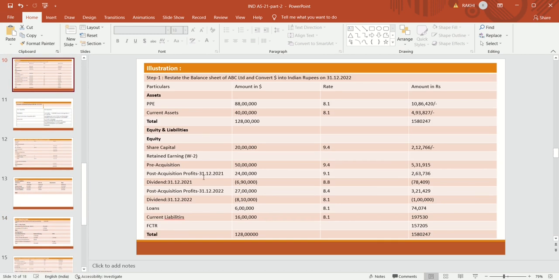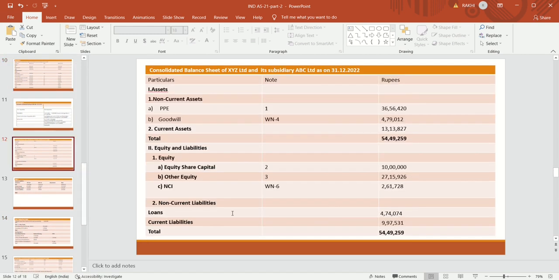That is non-controlling interest 2,61,728. All the non-current and current liabilities we will calculate, which gives rise to a total of 54,49,259. This is the consolidation in foreign currency operations.